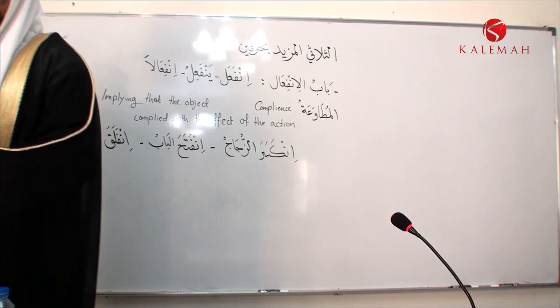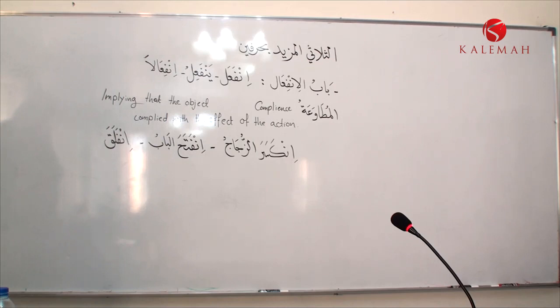Now, when you have mentioned who did the act, what harakat did he take? Because now, in Fataha al-Bab, the door was opened. If you want to say the door was opened by Zayd, how will you say that? By Zayd. The door was opened by Zayd.